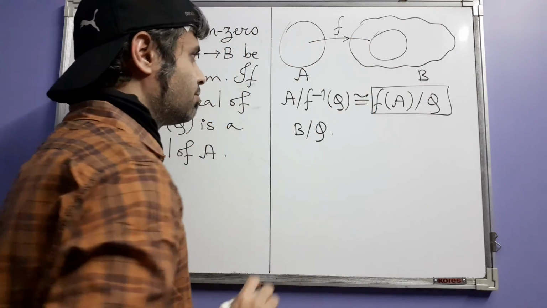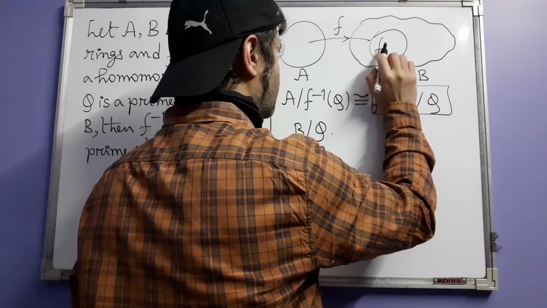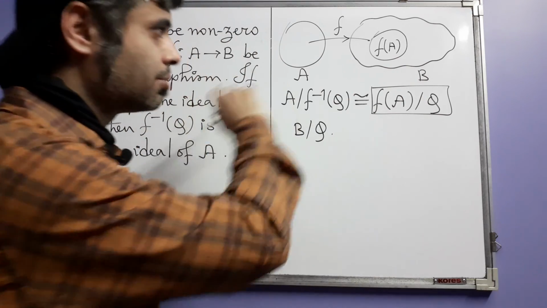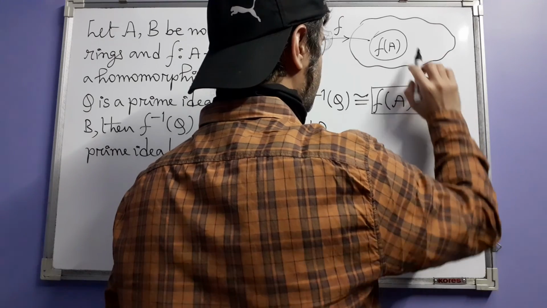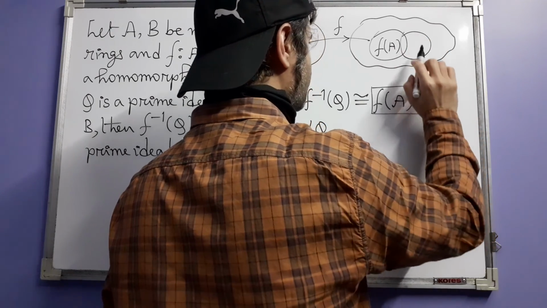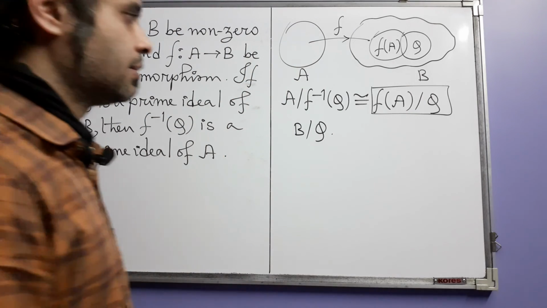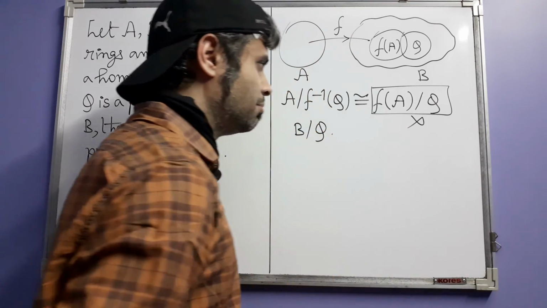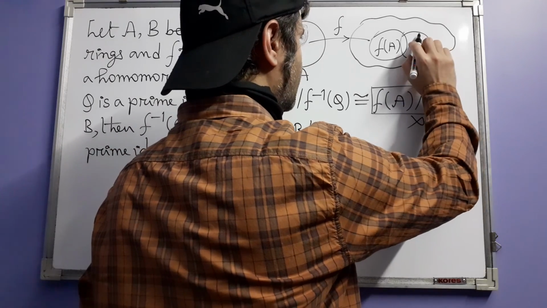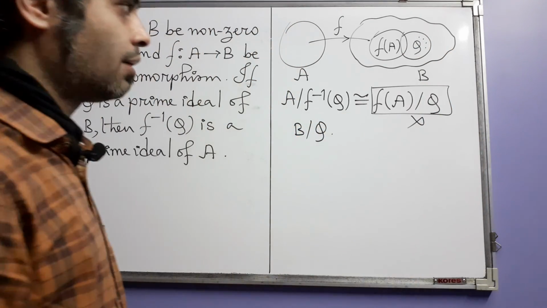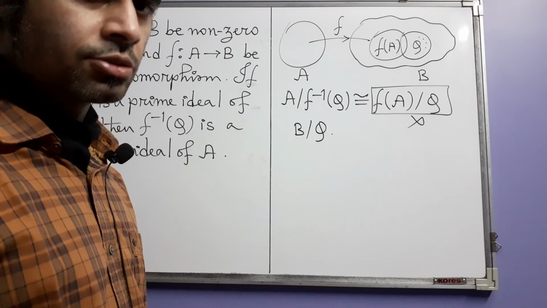It's not given that F is onto. F is just a homomorphism. And as such, the image of A under F may not be the entire ring B. So the problem is that the ideal Q in B may not be a subset of F of A. It may be like this. In that case, this symbol becomes meaningless. Because if a portion of Q lies outside of F of A, then Q is not an ideal of F of A. It's not even a subset.